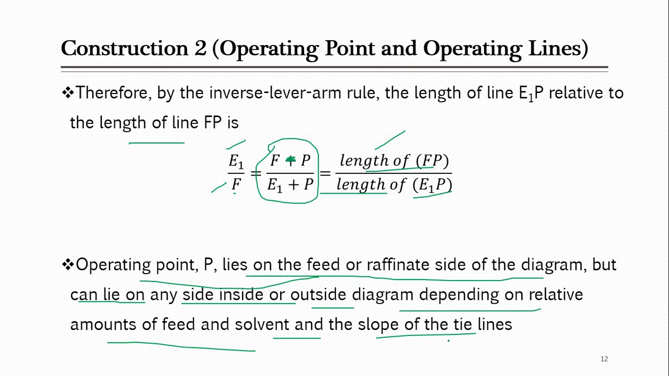In some cases you will observe that P is lying on the extract side. P can come close to the diagram, P can go away, or P can even be inside the diagram, but most of the time it is outside. So it is not necessary to always have it on the raffinate side, it can also be located on the extract side. It depends on your composition as well as the tie lines.